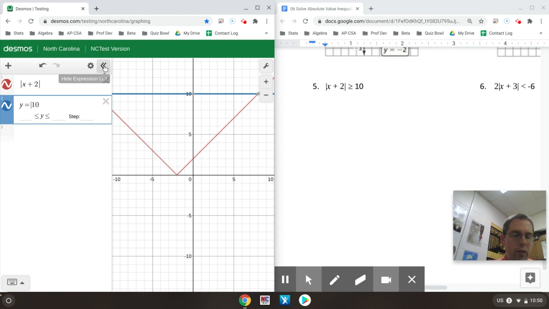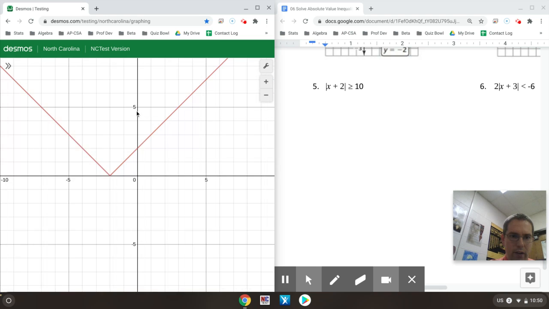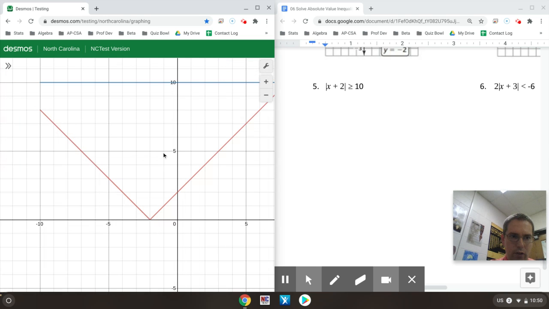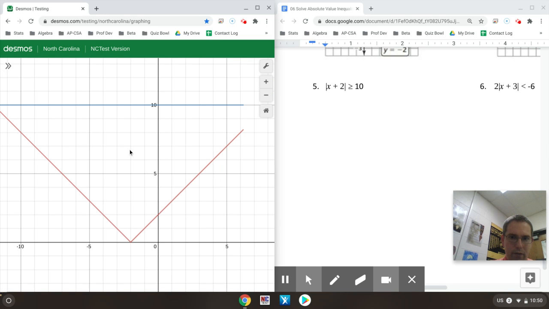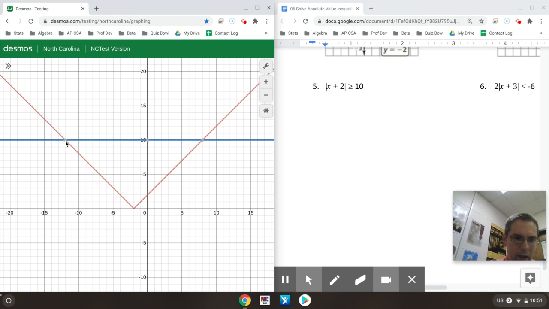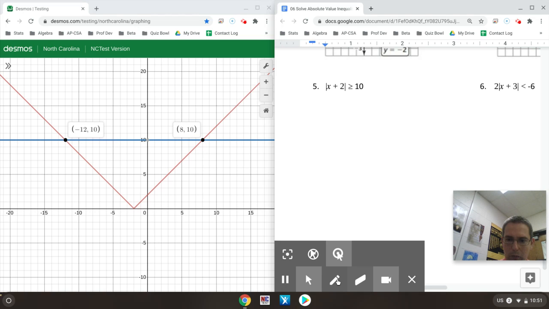One thing on Desmos, if the equations are kind of in the way, which they are here, I can always click this button here. It'll hide them over, and then that'll give me a little bit more room for my graph. I am going to need to zoom out a little bit anyway. And looking for my endpoint, my intersections, I have this point here and this point here. So these are my x values.